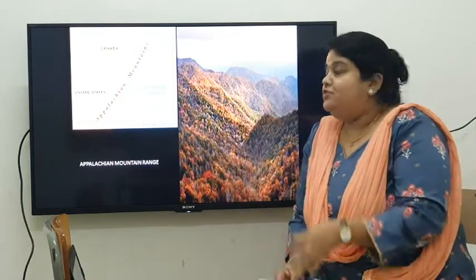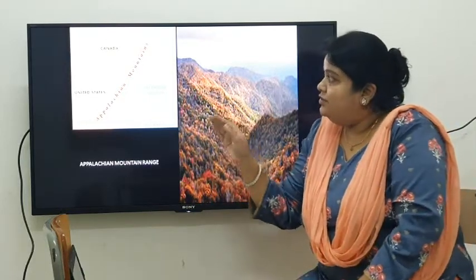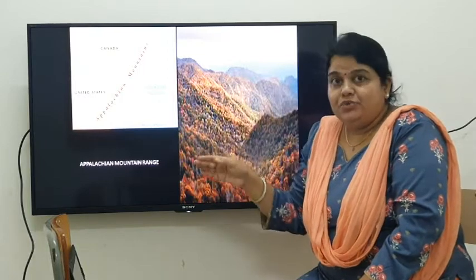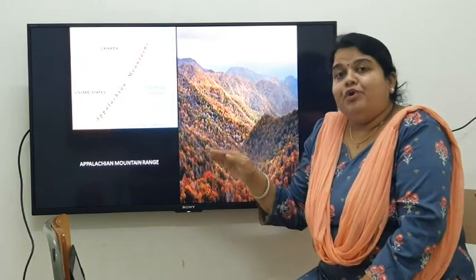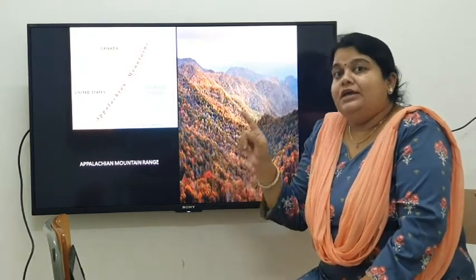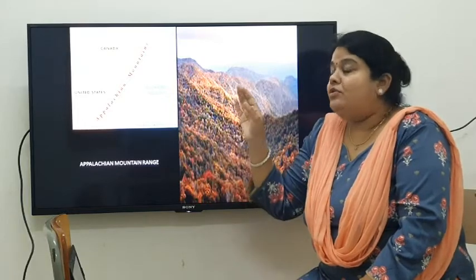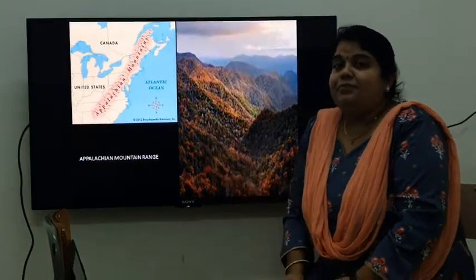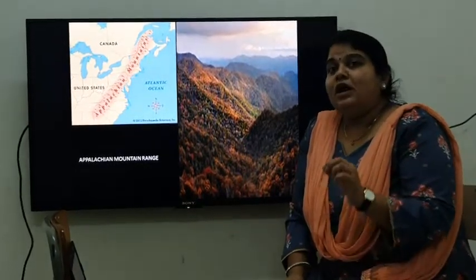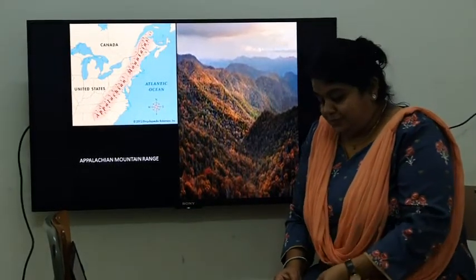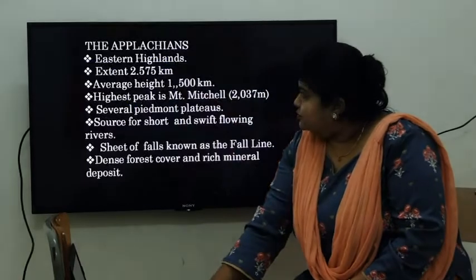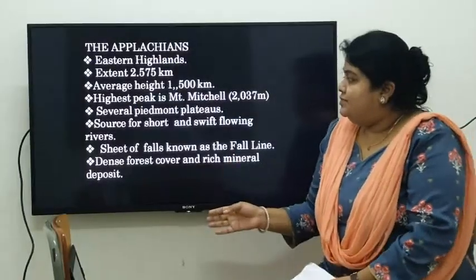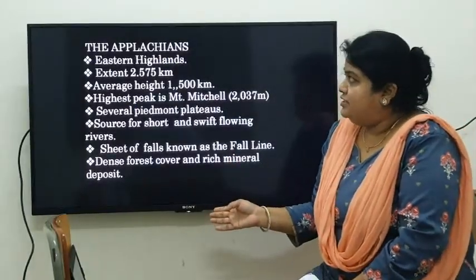Now these plateaus have some rivers which are flowing through the plateau region, and due to the nick point or break in the profile, it has any number of waterfalls, rapids and cascades, and these rapids and cascades are used for hydel power generation. So the slide is explaining the important features which I discussed just now.